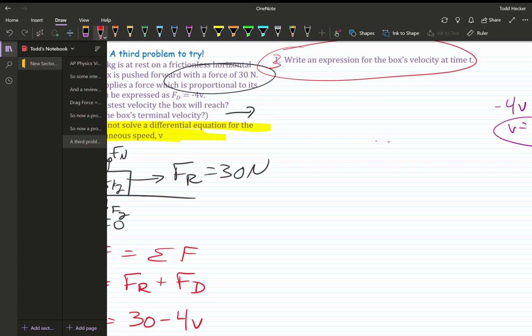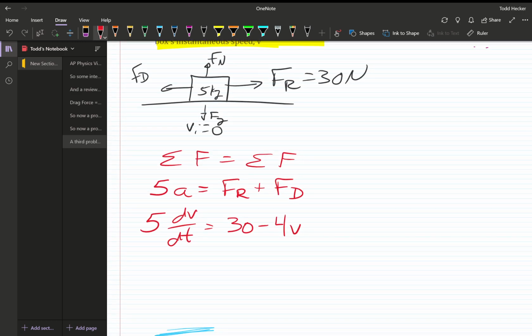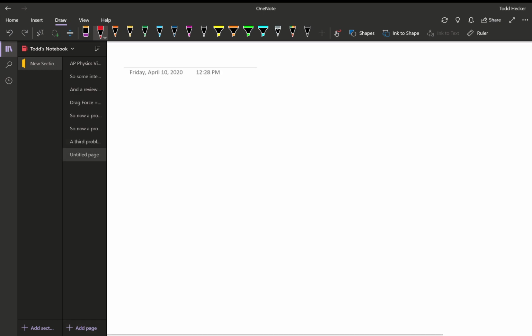Write an expression for the box's velocity at time t. So now we're going to solve this mess. This is what we're trying to solve. I'm going to bring that over and do a new page so I don't need to keep erasing. So here's what we've got: 5 dv/dt equals 30 minus 4v.